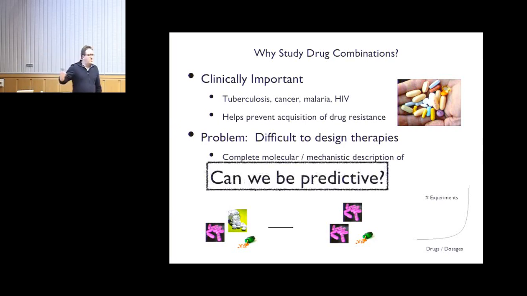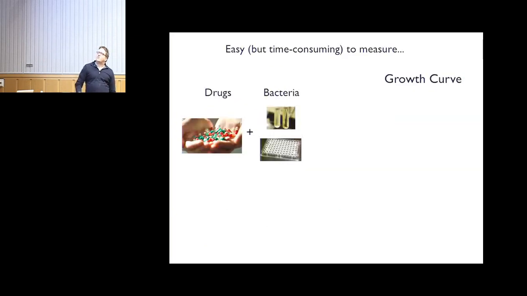Okay, so the question is, can we be predictive? Can we somehow beat this exponential explosion? And so this is something that's very easy to measure. So I was a theoretical physicist by training. I did my PhD in statistical physics theory. And even I could do these experiments. So this is something that's easy to measure.